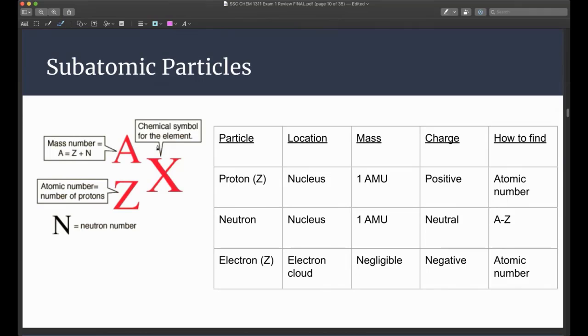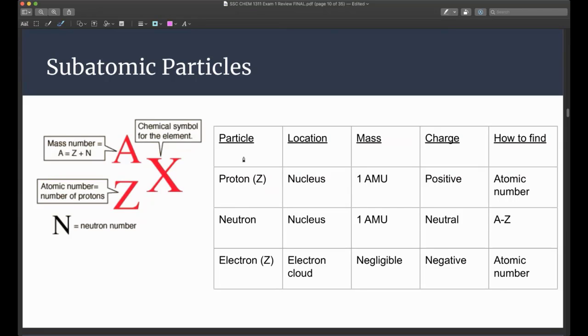We have this AZX format, where X is the chemical symbol of the element, A is the mass number, which is A equals Z, where Z is the atomic number, or the number of protons, plus N. And N is your neutron number. So let's go over these different types of particles.